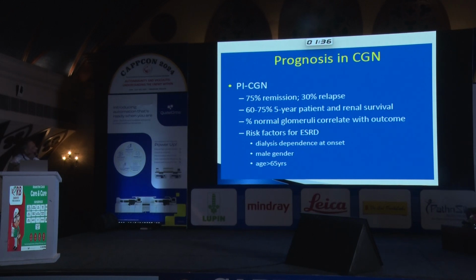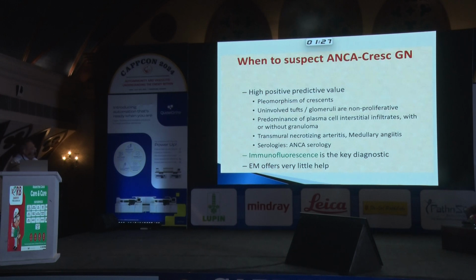So 75% go into remission, and 30% may relapse. So that is why it's important to follow up the patients. So when to suspect ANCA crescentic GN?